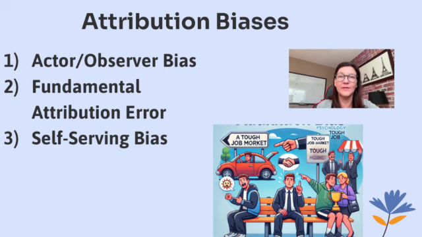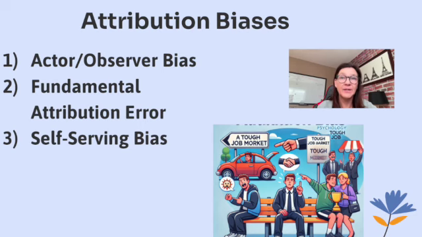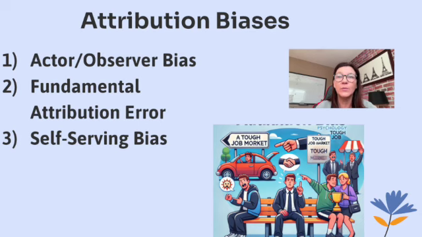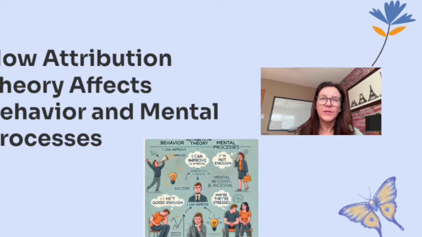Okay, let's recap all of that. Actor-observer bias: we excuse ourselves with situations but blame others' personalities. Fundamental attribution error: we overfocus on internal traits for others' actions. And self-serving bias: we credit ourselves for wins and blame circumstances for losses. So next time you're explaining your behavior, yours or someone else's, stop and ask yourself, am I being fair? Or is bias sneaking in? Okay, so let's focus now on how attribution theory influences our behavior and our mental processes.